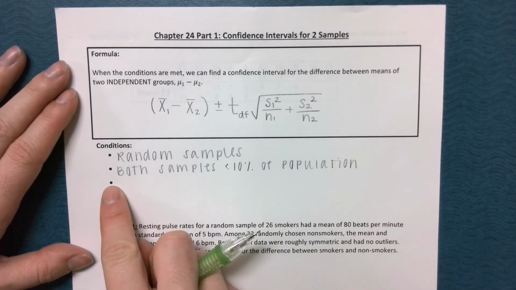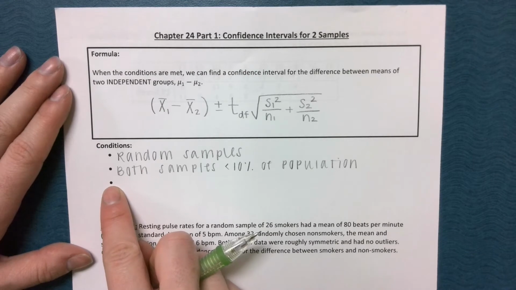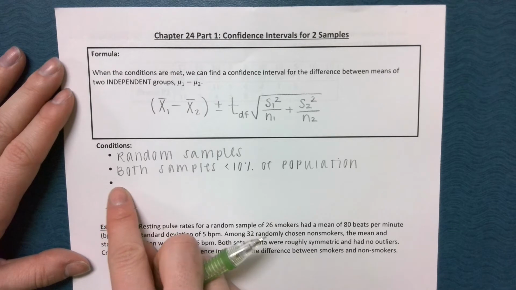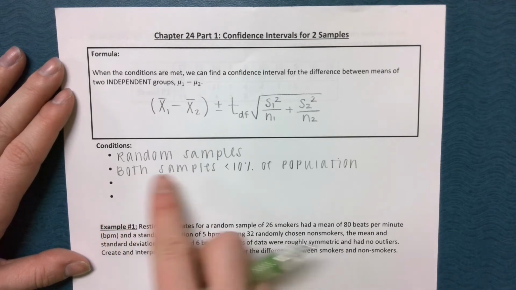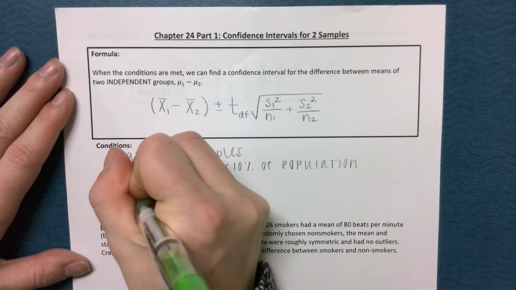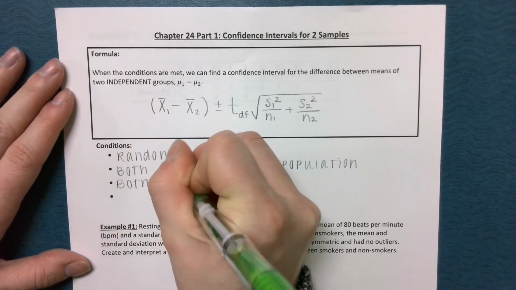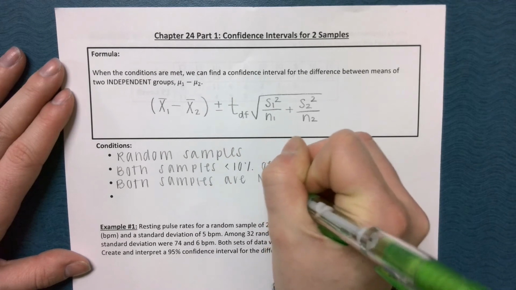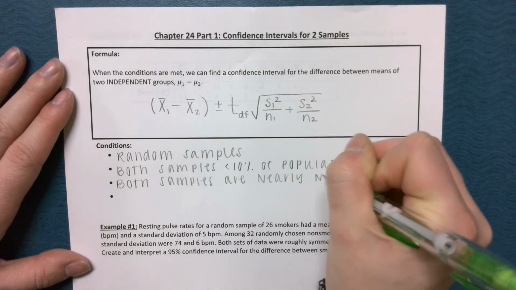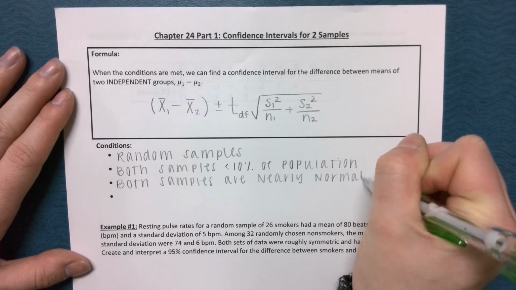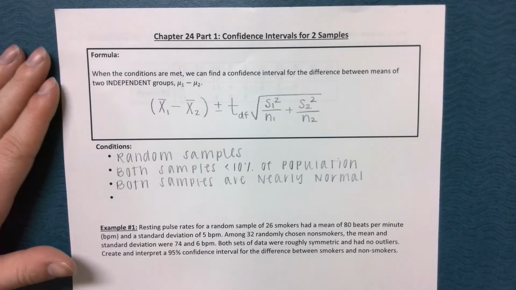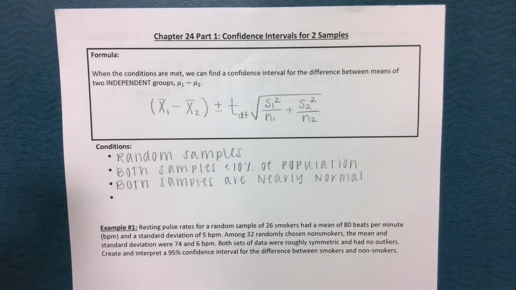Okay, the third condition, we've been checking to make sure that our distribution is nearly normal. Again, this is true for the third condition, but we need to check it for both samples. So again, we need to make sure that both samples are nearly normal. So we're going to create those histograms and normal probability plots again to check this condition. We'll just have double the work here because we will need to check it for both samples.